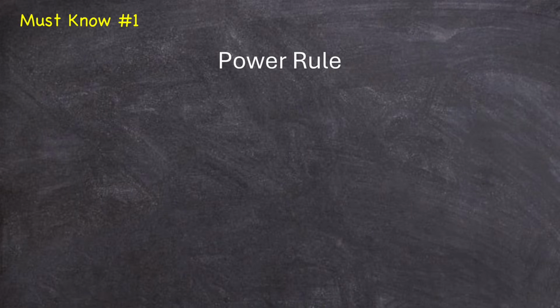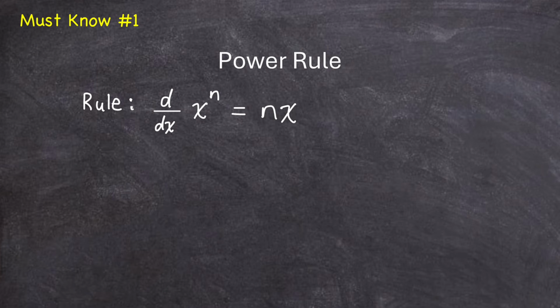Must know rule number 1, the power rule of derivatives. For this rule, if you want to find the derivative with respect to x for a power function, x to the power of n, notice the base of the power is our variable x, and the exponent n can be any real number. We can find its derivative using the power rule, which says you can take the exponent and write it as the coefficient of the power. You keep the base of the power the same, so it remains an x. And then you take the exponent and reduce it by 1. So the new exponent becomes n minus 1.